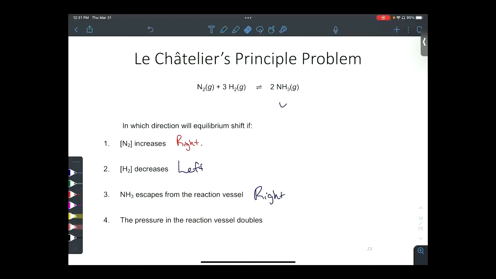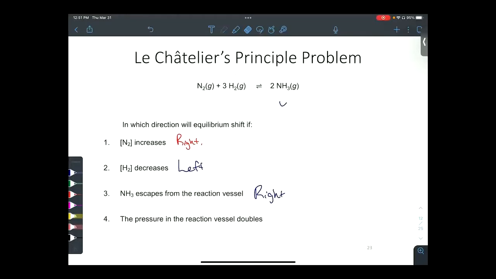Okay, so another way I could word that last problem, and we would have the same answer. So the answer is to the right. And I'll say because there's less gas. I could reword this question. I could say, what if the volume of the reaction vessel decreases? That's another way to have the exact same answer.